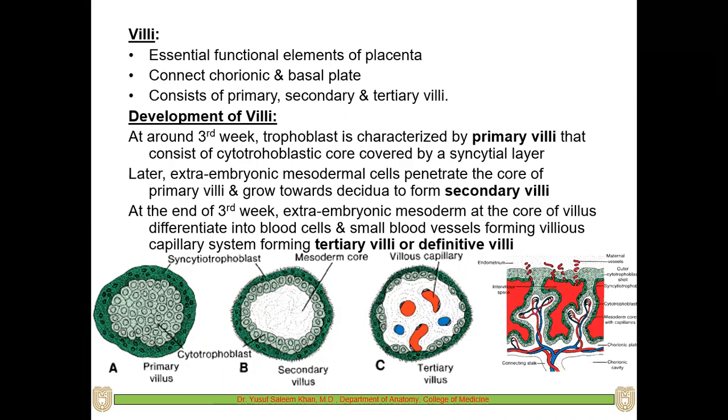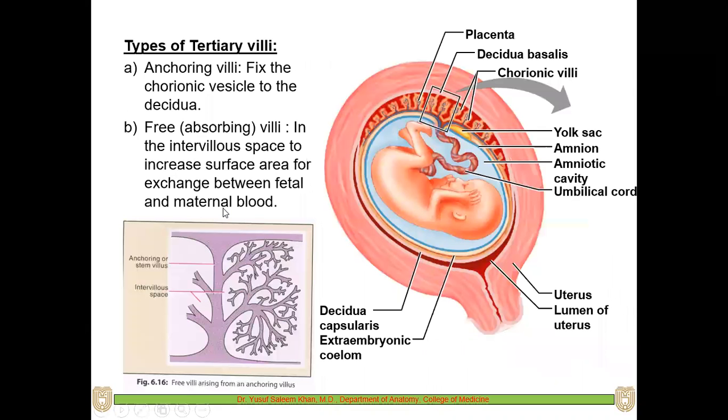Okay, now if you see here, these are the three types of villi. Now we are seeing the same villi here. This is the well-developed villi. So this is the picture of the villi. Here is the fetus, now floating within the amniotic cavity. This is the umbilical cord, and this is the whole placenta. We are taking a small section of this to show the villi.